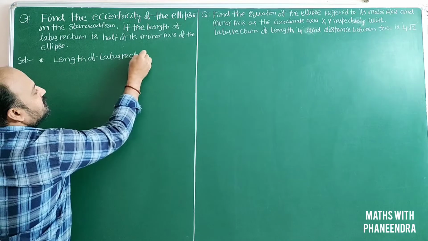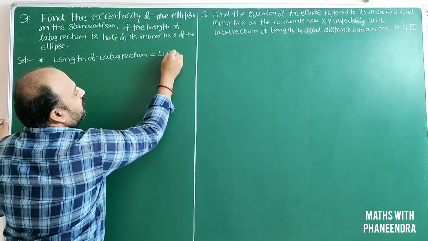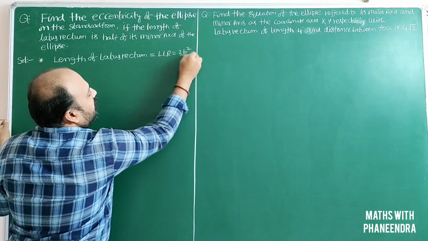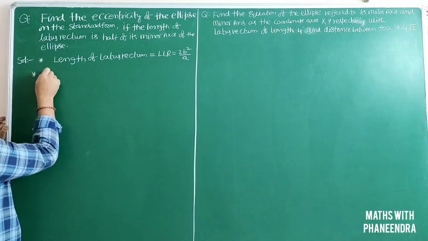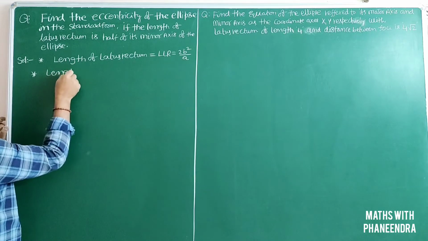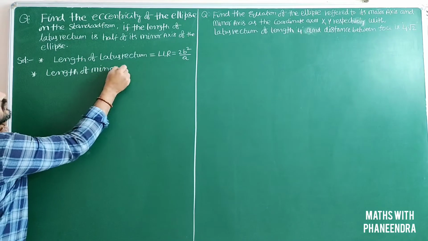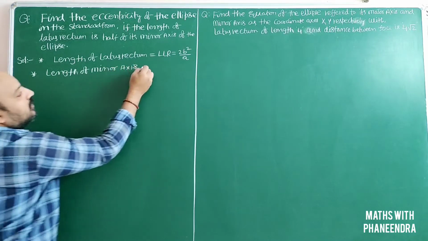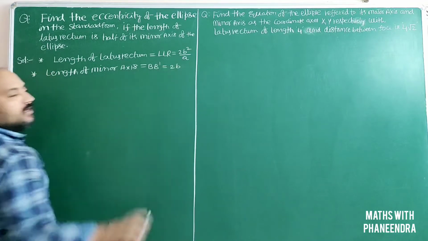Length of latus rectum, LLR, is equal to 2b square by a for the standard form only. Next, length of minor axis BB dash is equal to 2b.